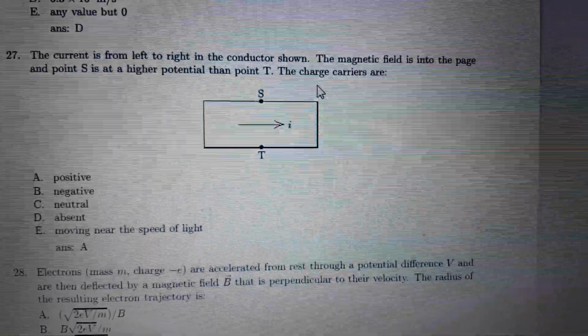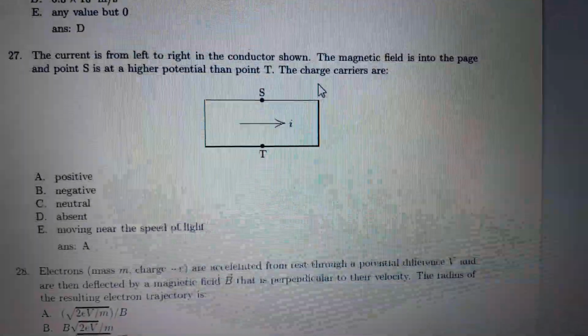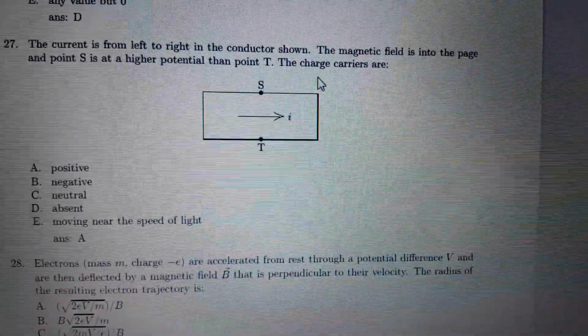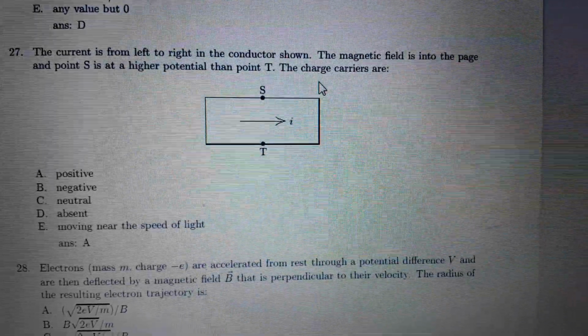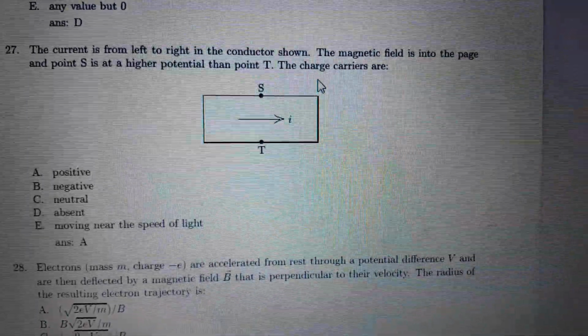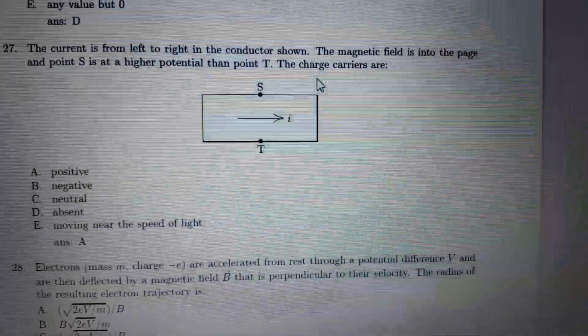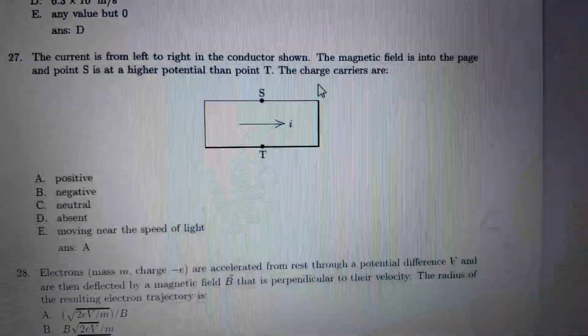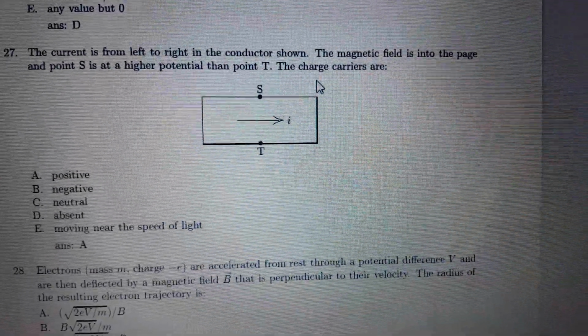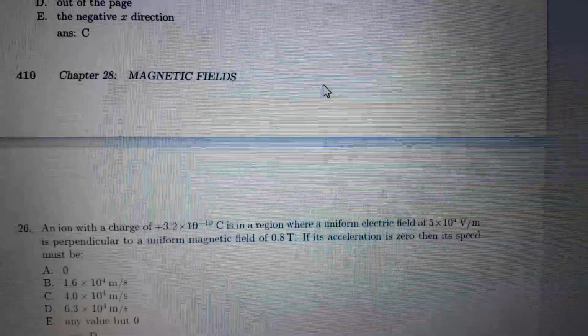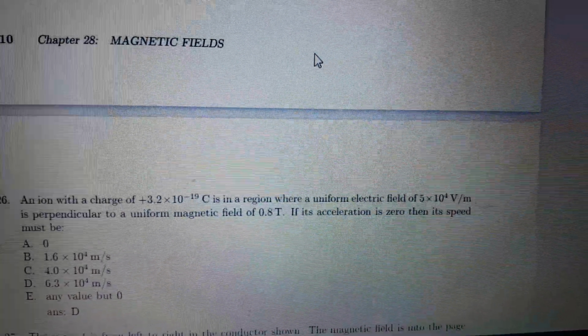The current is from left to right in the conductor shown. Magnetic field is into the page and point S is at a higher potential than point T. The charge carriers are positive.